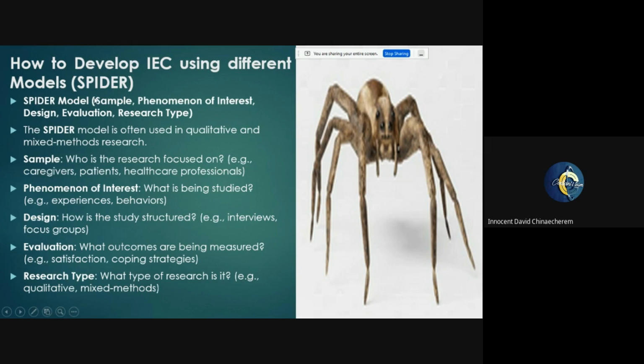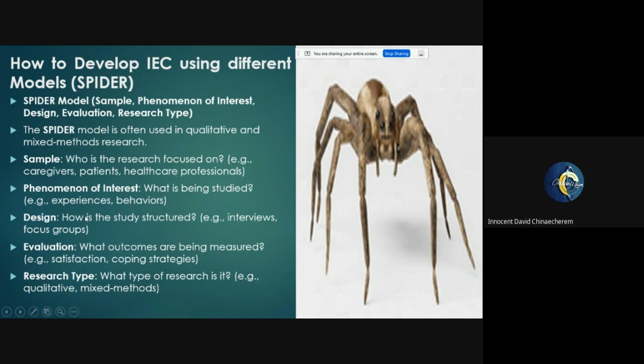So in the SPIDER model, SPIDER stands for sample, phenomenon of interest, design, evaluation, and research type. We've talked about this framework in our previous examples. It's used for both qualitative and mixed method research. So here in our sample, in our inclusion or exclusion criteria, we could be looking at what this research is focused on. Is it among caregivers, patients, healthcare professionals? Phenomenon of interest, what is being studied? Is it experiences or is it behaviors?